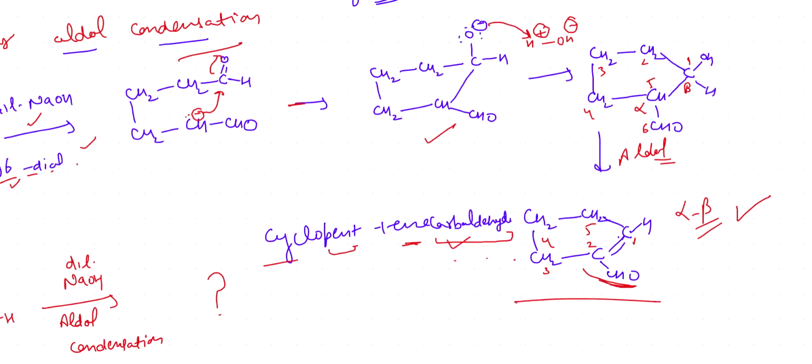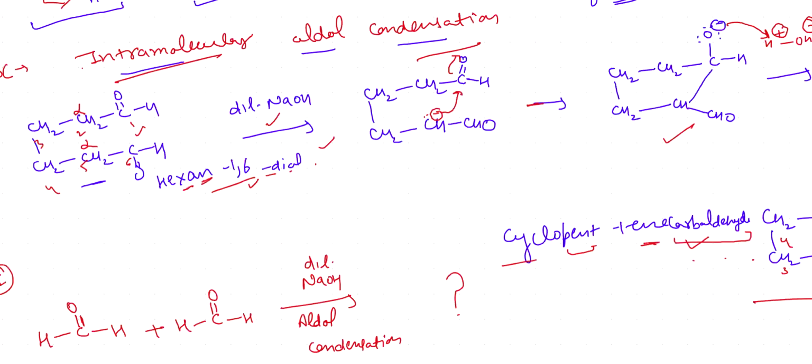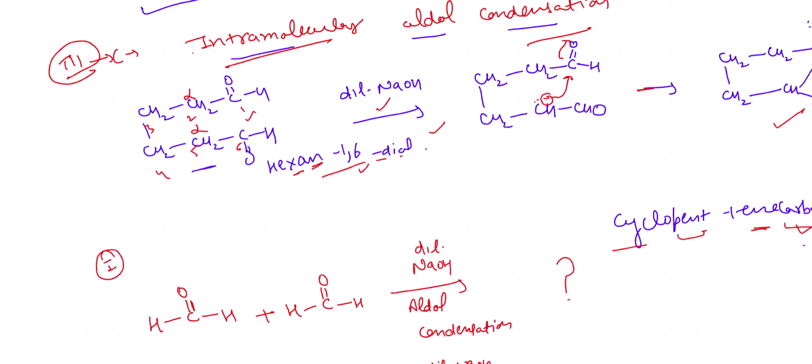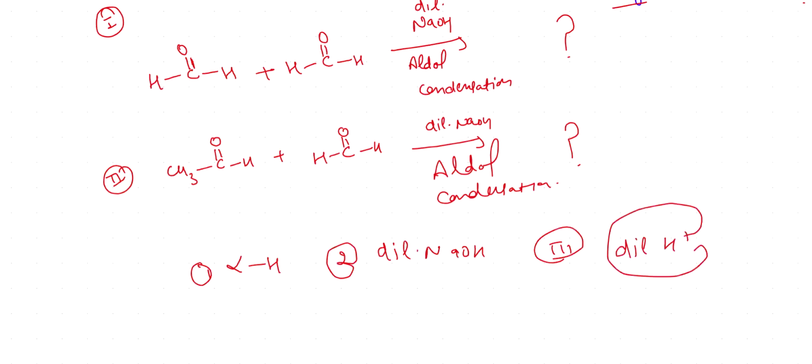So this was all about aldol condensation reactions. Clear? So it's very important to remember a few things. One is presence of alpha hydrogen. The second one is whether it is carried out in dilute NaOH. And third one is dilute acid. Clear? So if you see these conditions in any reaction, then it is an aldol condensation reaction.